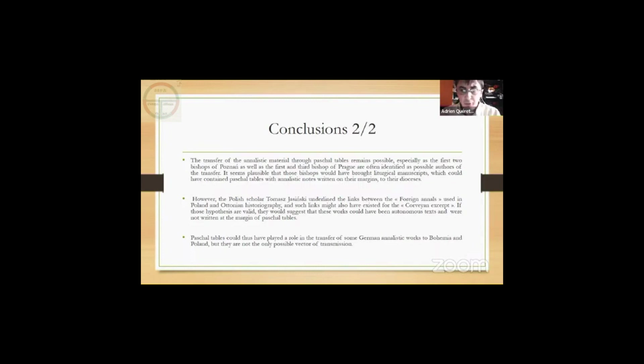However, the Polish scholar Tomasz Jasiński underlined the links between the foreign annals used in Poland and the Ottonian historiography, and such links might also have existed for the Corvinian excerpt. If those hypotheses are valid, they would suggest that these works could have been autonomous texts, as we saw in the case of the text produced in Magdeburg and kept today in southern Bohemia in Vyšehrad, and were thus not written at the margin of Paschal tables.